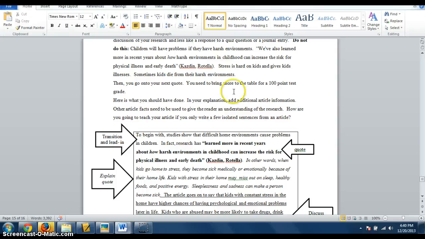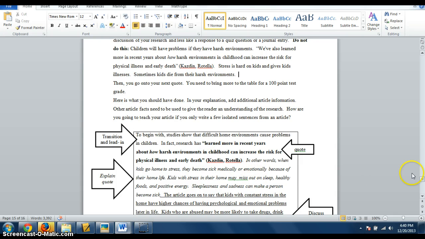Okay, so I'm sorry about that. Then you go to your next quote after you give a lot of discussion. So here we go. To begin, here's a transition to begin with. Here's the quote right there, and here's the lead-in. To begin with, studies show that difficult home environments cause problems in children that, in fact, research has. It's your lead-in quote. Learn more in recent years about how harsh environments in childhood can increase the risk for physical illness and death. That's the quote.